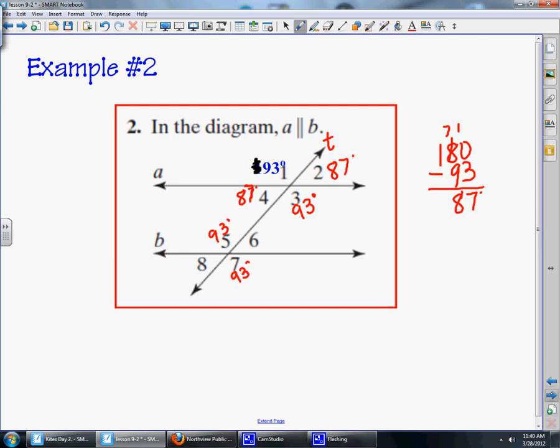Angle 4 and angle 6 are alternate interior angles inside the parallel lines, opposite sides of the transversal. So that means they're congruent, so that would be 87 degrees. And we could find angle 8 because it is the vertical angle of 6, so that would be 87 degrees as well. We could also use corresponding angles because angle 4 and angle 8 are also corresponding.